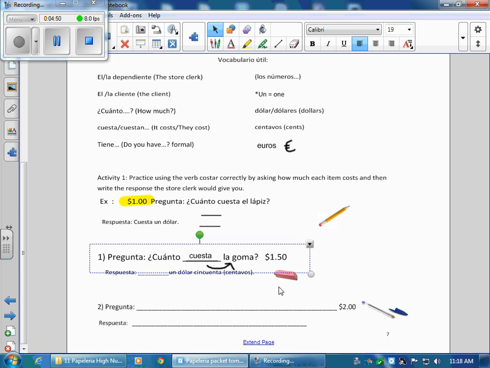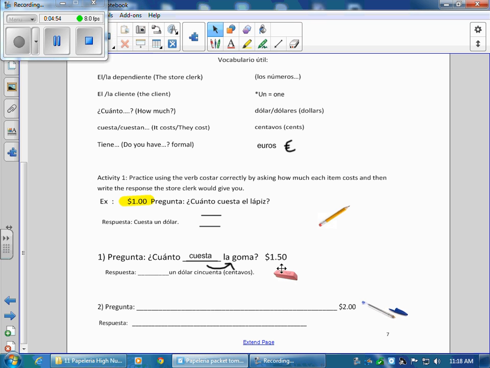Well, the price I gave you on your packet is $1.50. So how would you say that? You would say, now you would use that same verb that you used before, and you could say cuesta $1.50. And some people would say centavos, but you don't really need it. So $1.50. So now you're on your own. Let's see if you can do that whole thing by yourself.